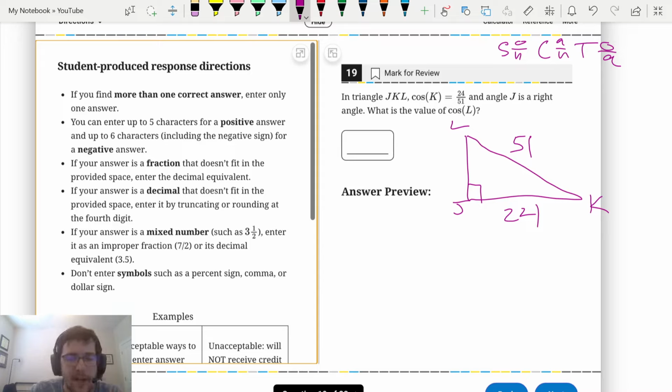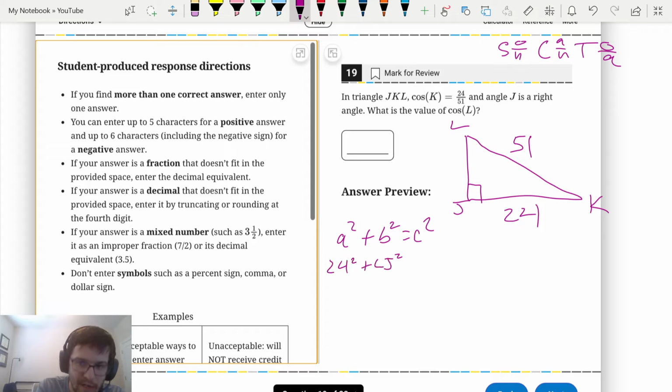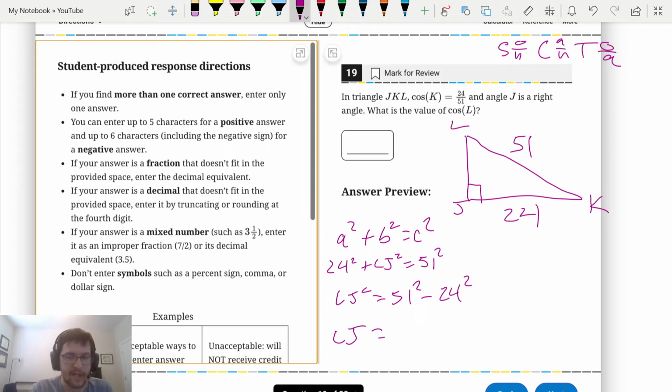Okay, so we need to figure out what that other side is. So we're going to use the Pythagorean theorem. A squared plus b squared equals c squared. So 24 squared plus LJ squared equals 51 squared. And now I'm going to do 51 squared minus 24 squared. And I get 2025. And then I'm going to take the square root to get the LJ by itself. So the square root of 2025 is 45. Okay, so this guy is 45.